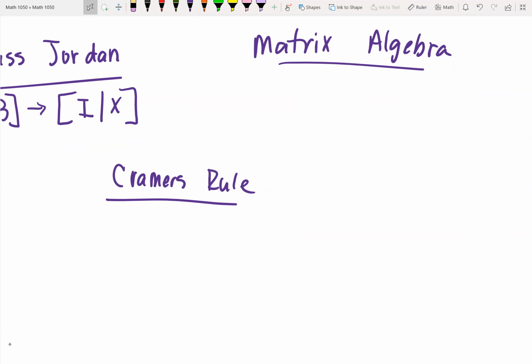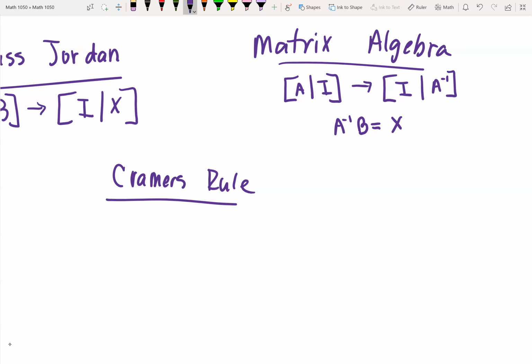Matrix algebra, here's what you do. You put matrix A on the left, and you put the identity on the right. That's the zeros and the ones. Then you turn it into the identity on the left, and on the right is the inverse of A. And then to find your answer, you take the inverse and you multiply it by something. Does anybody remember from last year what you do? You are exactly right. You multiply it by B, and that gives you your answer. I know the symbolism is a little weird because I haven't taught you yet. It's okay. You're going to get it.